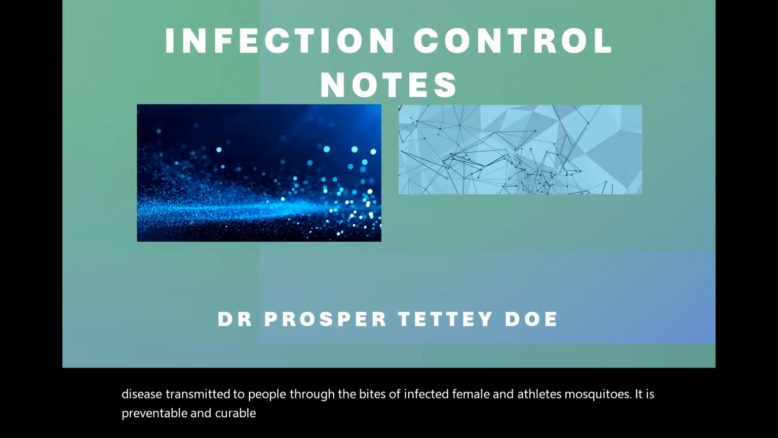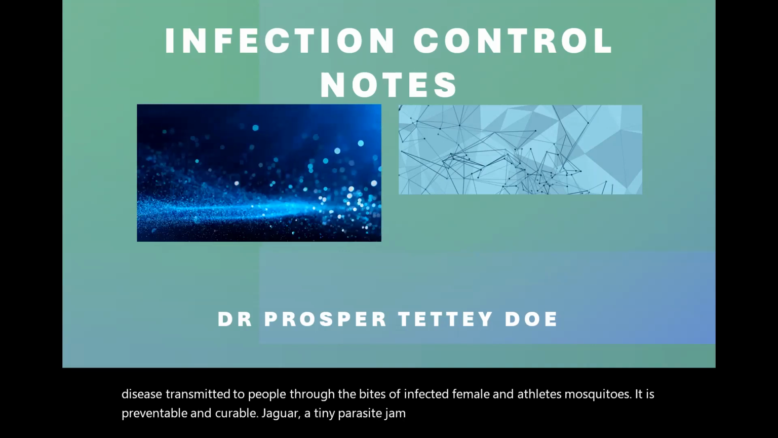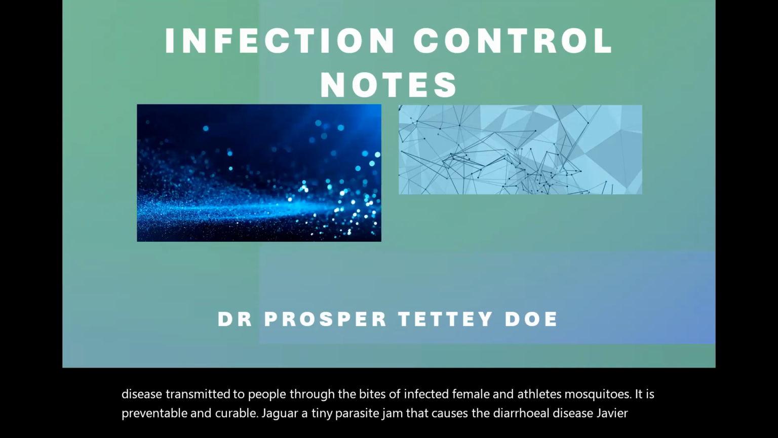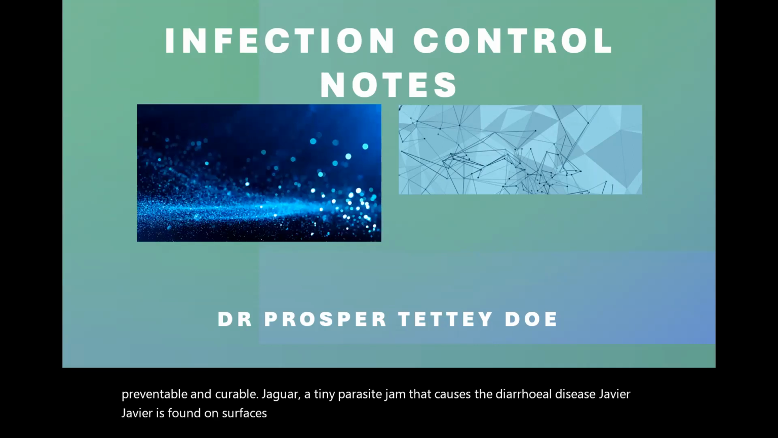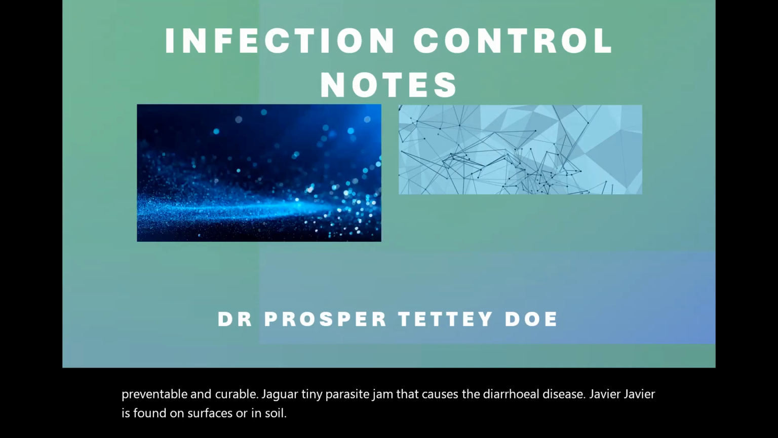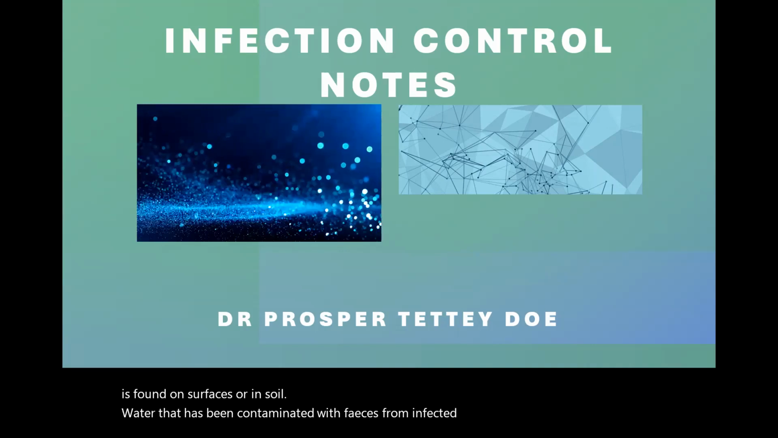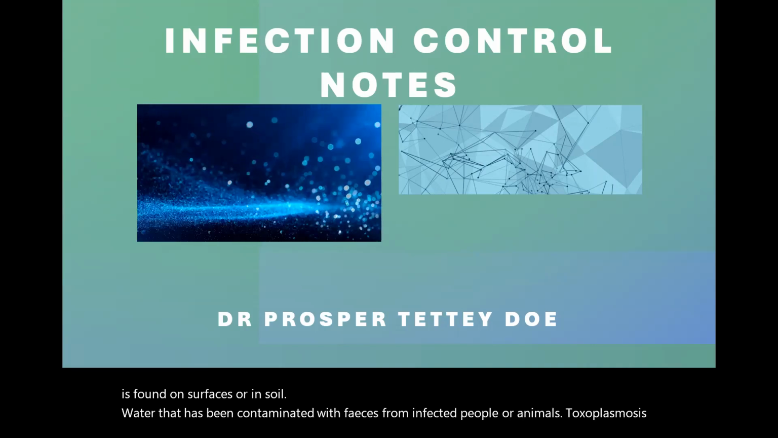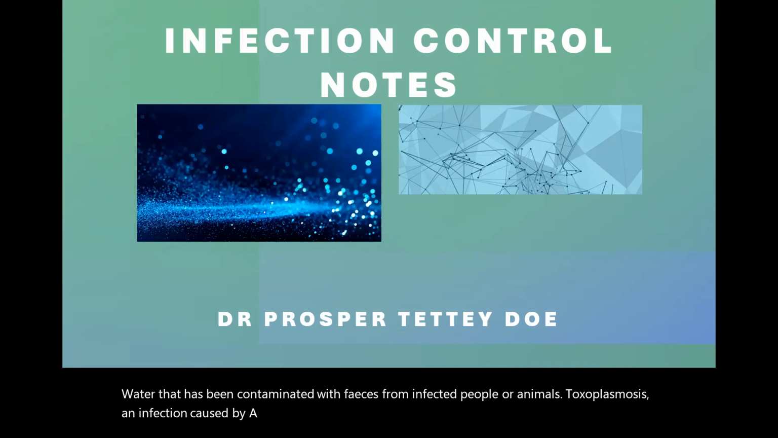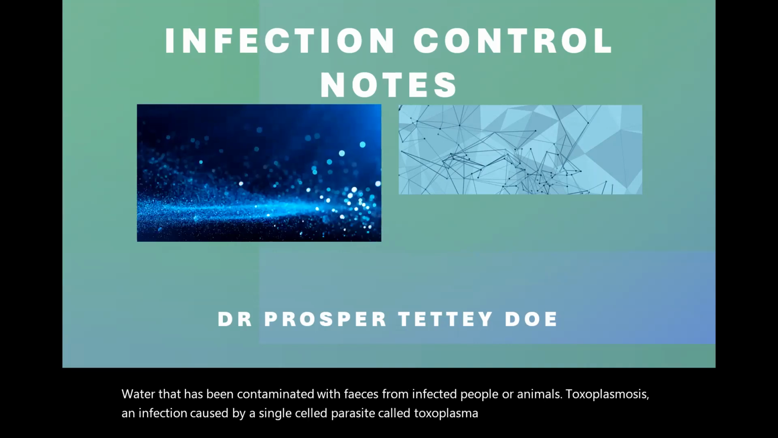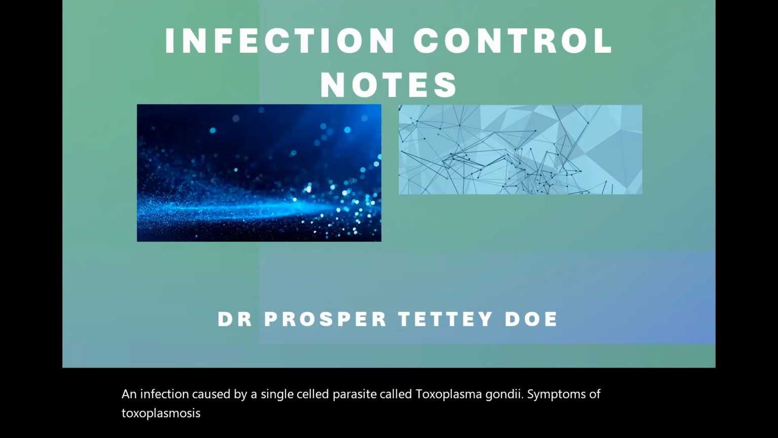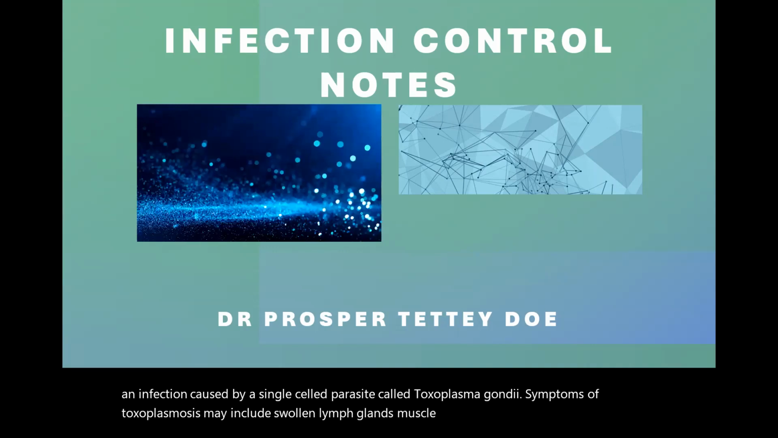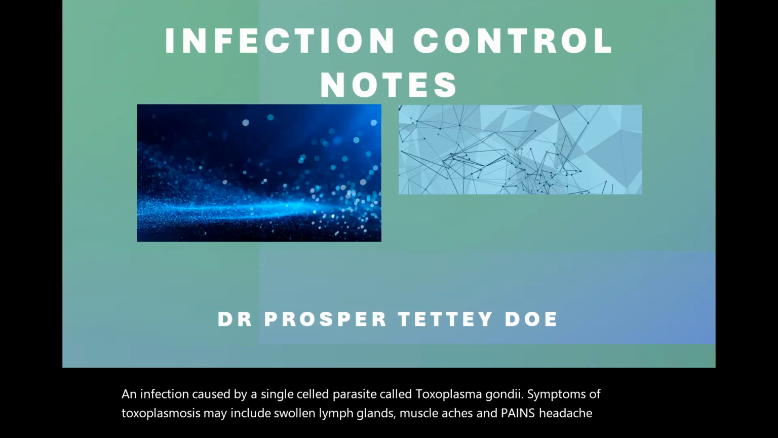Giardia, a tiny parasite, germ, that causes the diarrheal disease giardiasis. Giardia is found on surfaces or in soil, food, or water that has been contaminated with feces from infected people or animals. Toxoplasmosis, an infection caused by a single-cell parasite called Toxoplasma gondii. Symptoms of toxoplasmosis may include swollen lymph glands, muscle aches and pains, headache, fever, and inflammation of major organs.